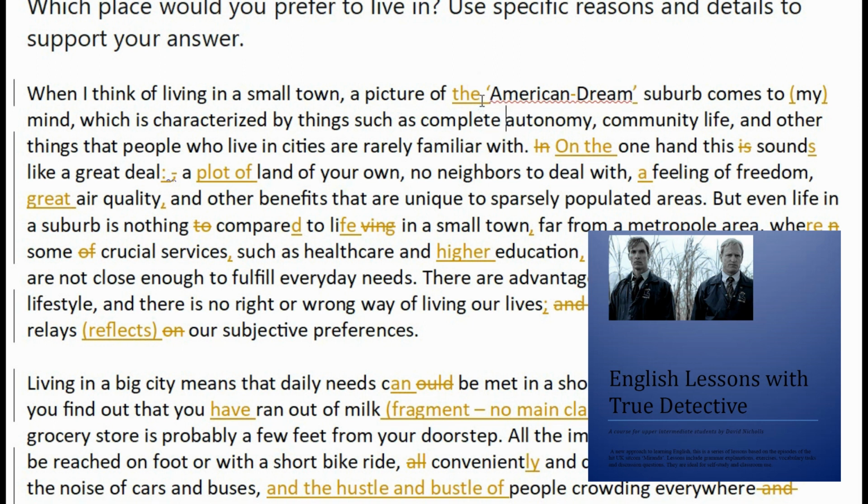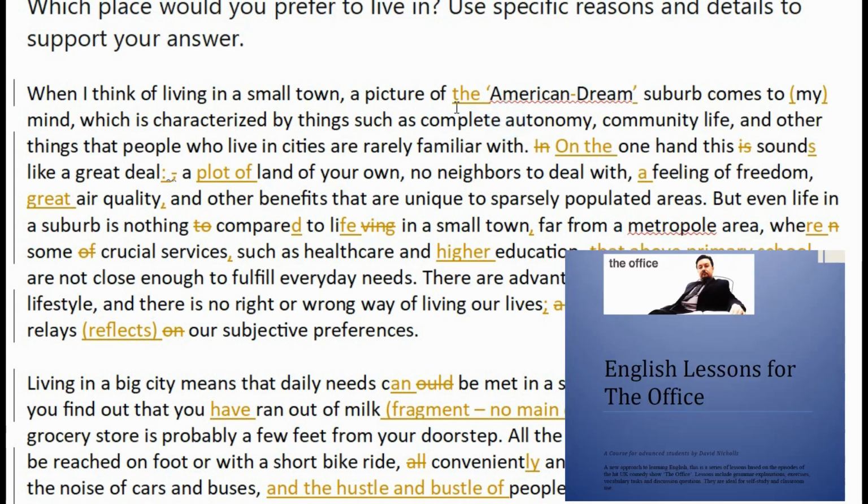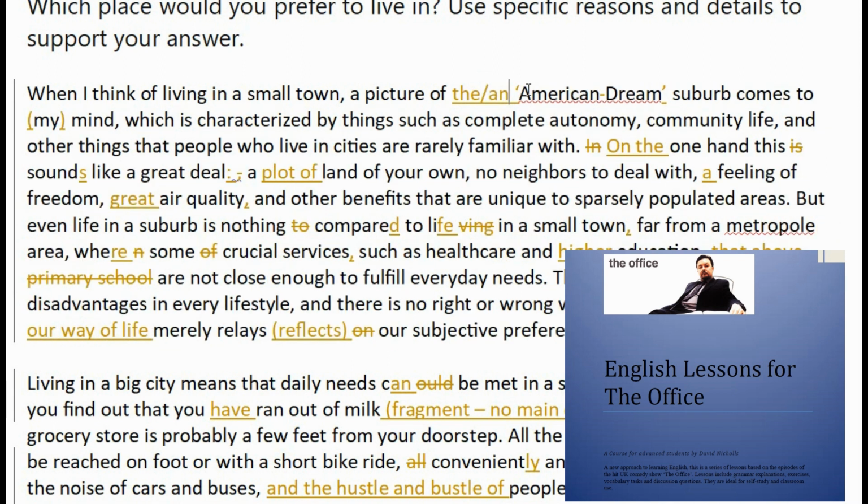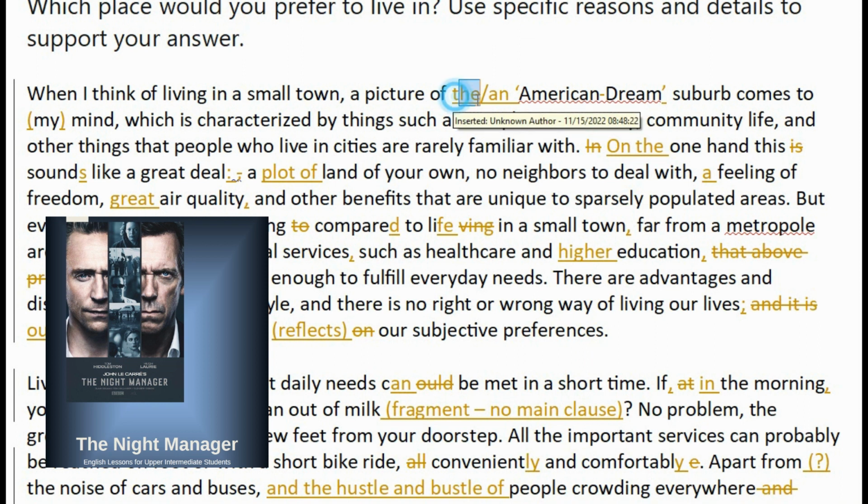But I agree that we could use it, especially in conversational English, as the American dream suburb, and that's why I haven't changed it. But it would need an article, yeah, a picture of the American dream suburb, or maybe an American dream suburb. You know, you could say that as well. And as it's the first sentence, I don't mind an at all. You know, you're introducing this idea, and so that's possible, but the is also possible.